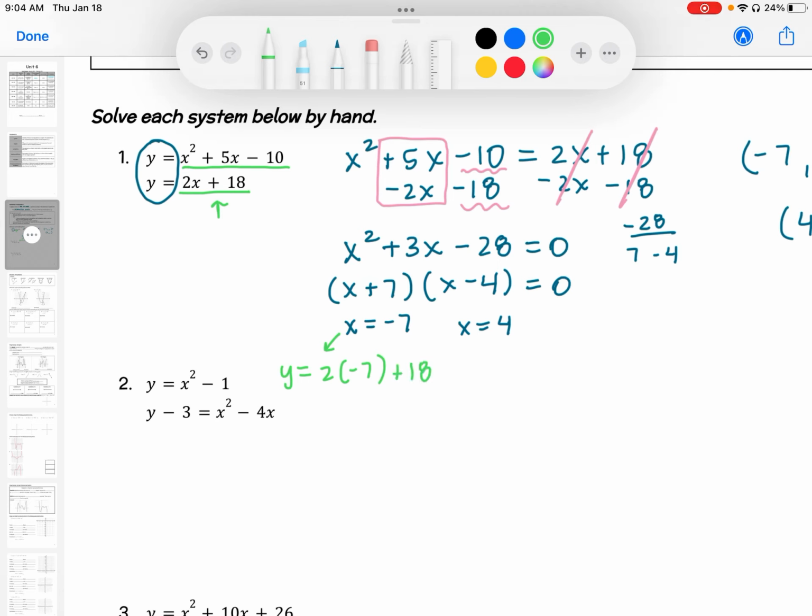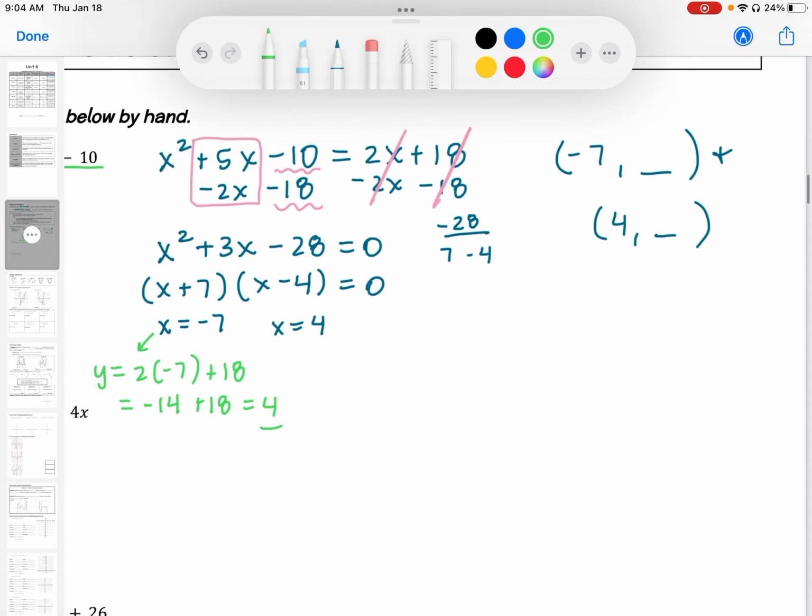And then we're just going to go ahead and solve that, do that math. So 2 times negative 7 is negative 14 plus 18. And that's going to equal positive 4. So that should be your y value for negative 7.